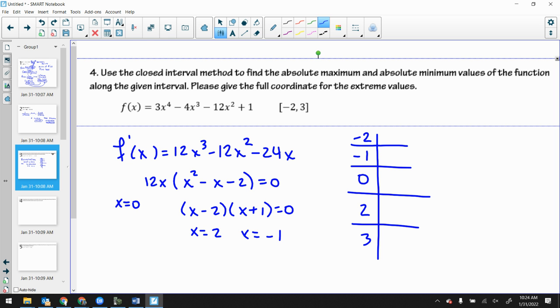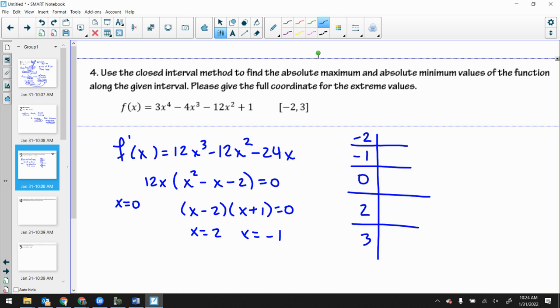Okay, so a lot of candidates that could be the absolute maximum or minimum values. Got to check the endpoints as well, though, right? Now, where do I plug these into? Do I go back into the derivative or the original? Original, good. I was worried that someone was going to say the derivative, because if I'm plugging it back into the derivative, that's the increase-decrease test. That's not the same as the closed interval method.